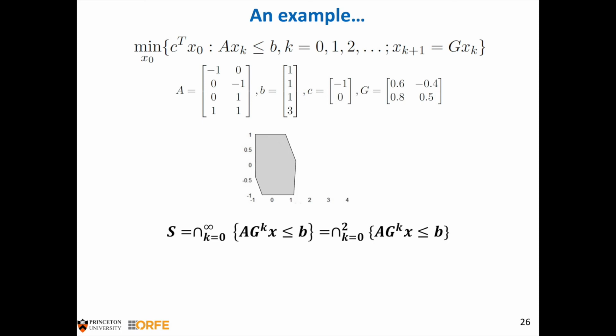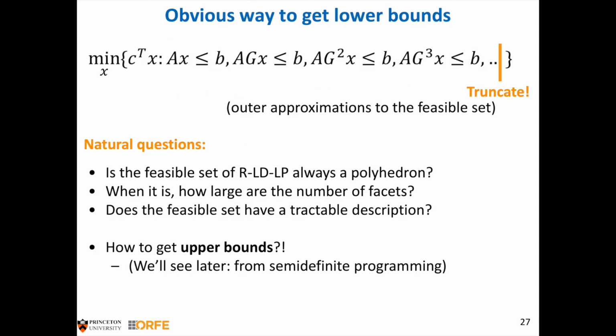Is it clear in this example what happened? So I think this suggests some natural questions. First of all, if you want to get lower bounds on this optimization problem, it is very clear what you should do. You should just truncate this, maybe run it to 3 or 4. If you drop constraints, the optimal value can only go down, and you get a lower bound because you're outer approximating the feasible set. Right?